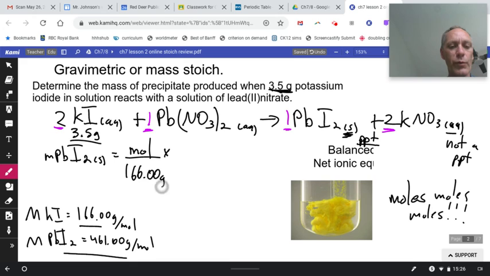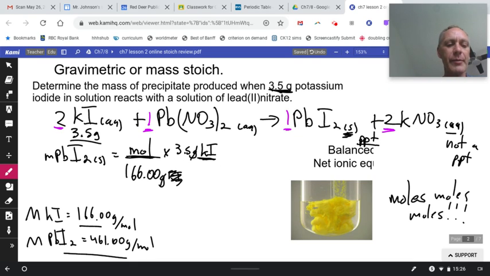166 grams per mole times the grams. And if you want, you could put grams of KI. And then up here, you could put 3.5 grams of KI. I usually don't put this one. And that way, when I cancel out my grams, I am left with moles of KI, which is what I was looking for. Mass times molar mass gives you the moles of the chemical.